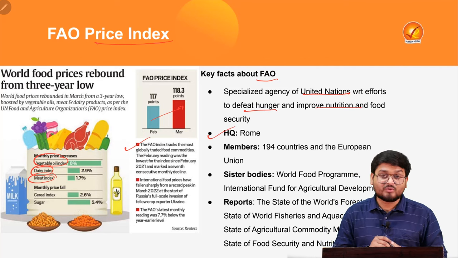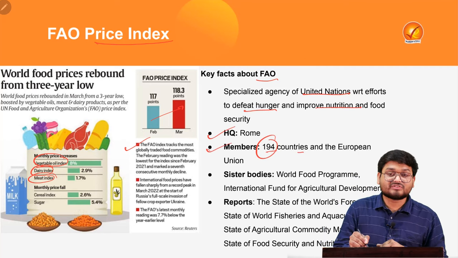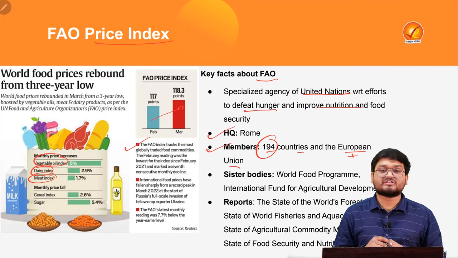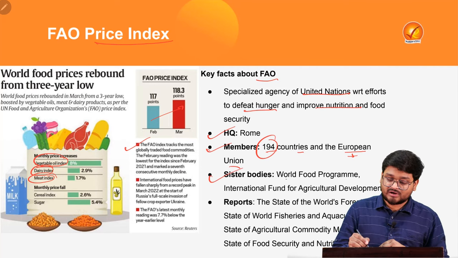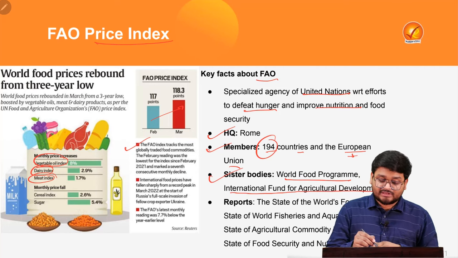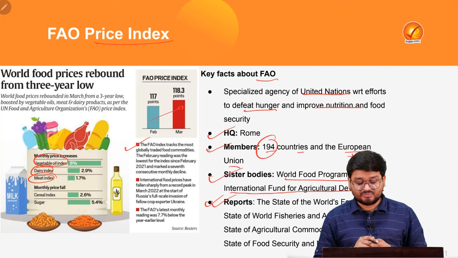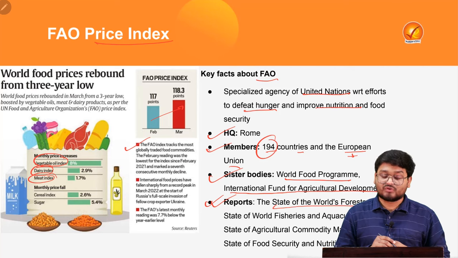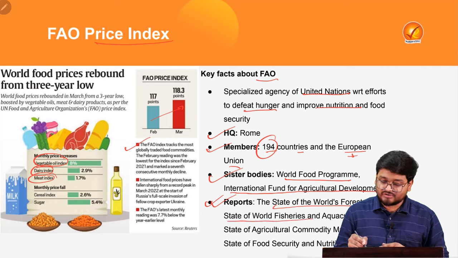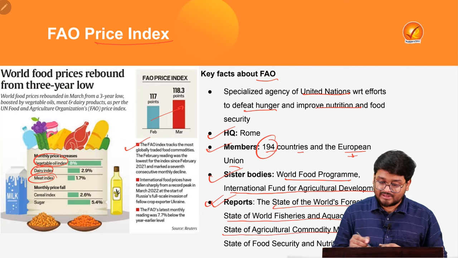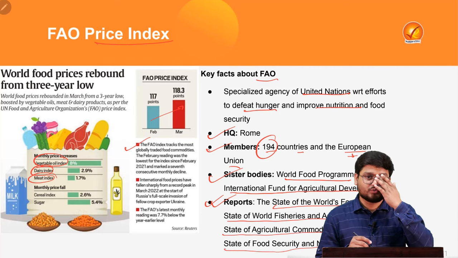The headquarters are at Rome. It has 194 members plus the European Union as a separate member. The sister bodies are the World Food Programme and the International Fund for Agricultural Development. The various reports are time and again asked by the UPSC. We can see the State of the World's Forests, the State of World Fisheries and Aquaculture, State of Agricultural Commodity Markets, and State of Food Security and Nutrition in the World.